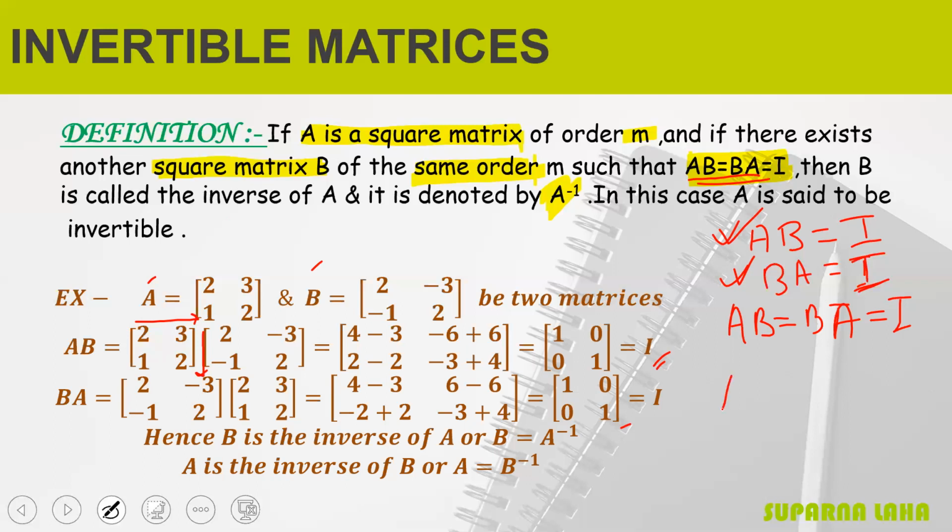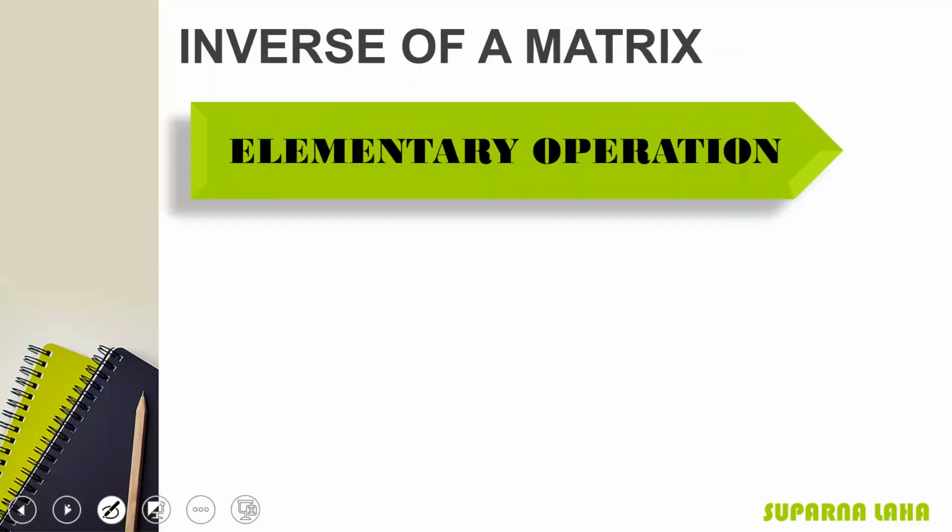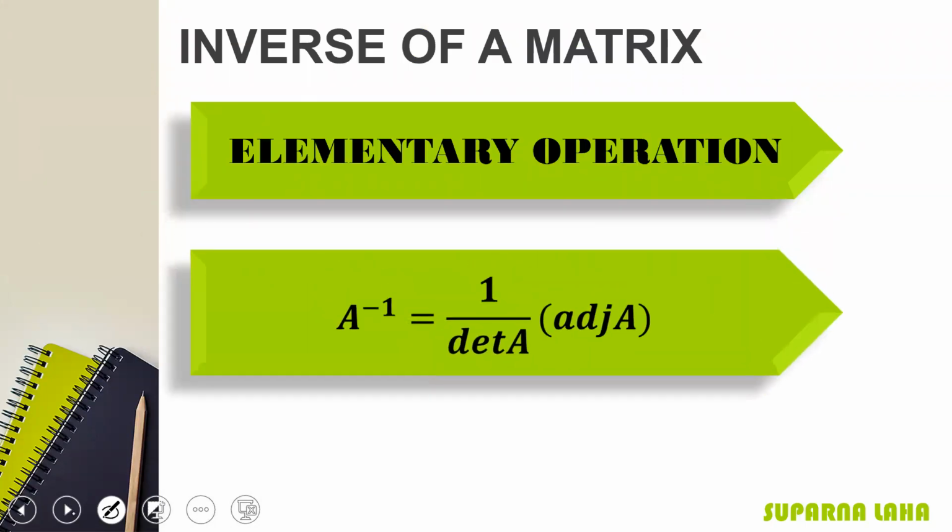But if only one matrix A is given, how will you find its inverse? Now let's check how to find the inverse. For finding the inverse of a matrix, we will follow these two rules. First is elementary operation. And second is this formula: A inverse equals 1 upon determinant A into adjoint A. After knowing what a determinant is, we will apply this one. So we will talk about this formula later. But for now, let's talk about elementary operation.